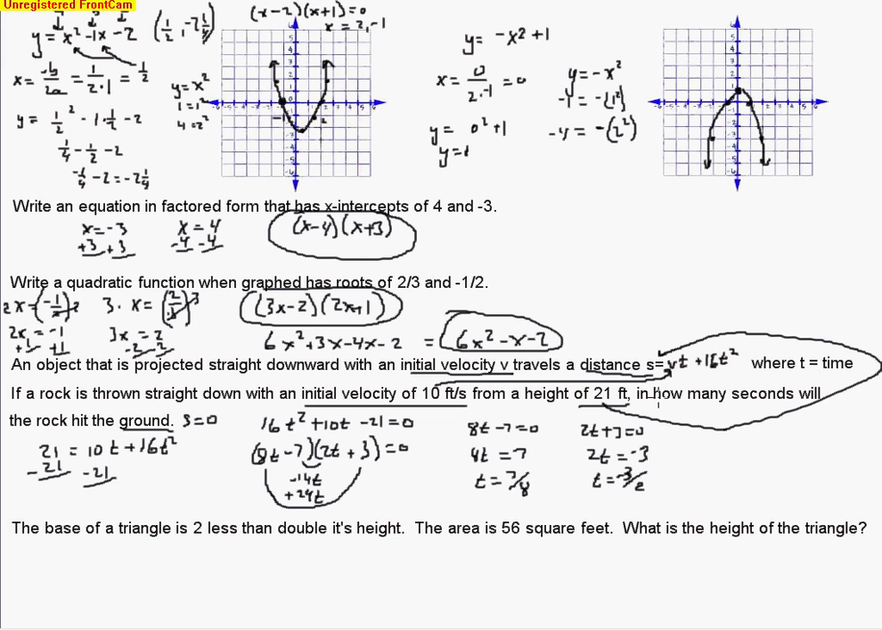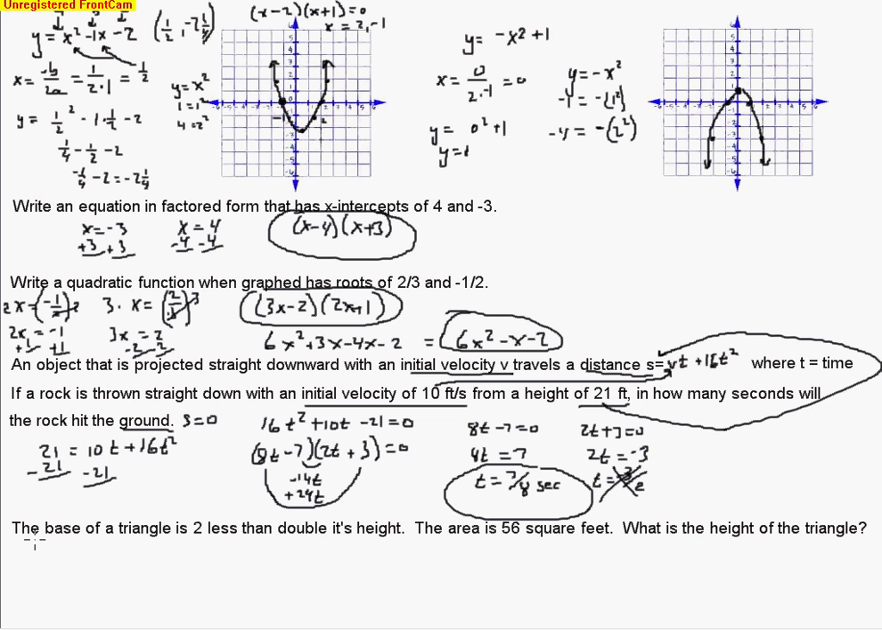Now, which one do we take? And how many seconds will it hit the ground? Well, we ignore the negative answer, and we go with the positive. So 7/8 of a second is our answer there. So notice that we're using that zero product property to solve. Well, these first 2 problems over here were asking us to do that in reverse. So similar type of problem, just asking us in a different way.